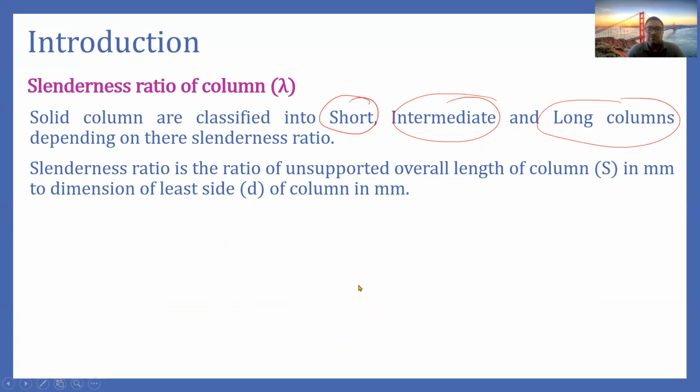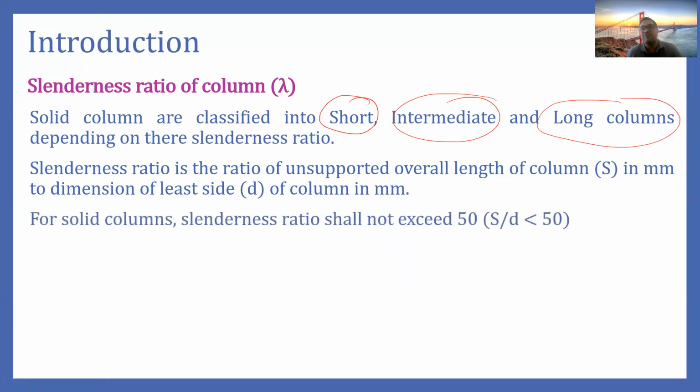But before that, we will see what the maximum limit of lambda is that we can allow for the design of a column. As per the IS code requirement, the value of lambda should not exceed 50, which means the S by D ratio should be less than 50. That is the limit we generally follow for timber column design.